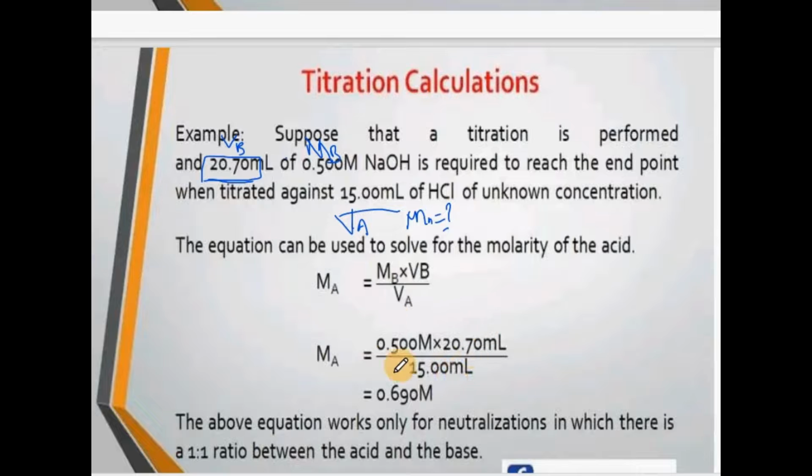So when you do this calculation, you're going to get 0.690, which just means that when you titrate 20.7 ml of 0.5 molar sodium hydroxide against 15 ml of HCl, the concentration of the HCl is going to be 0.69 molar. So that's how we do a simple titration calculation.